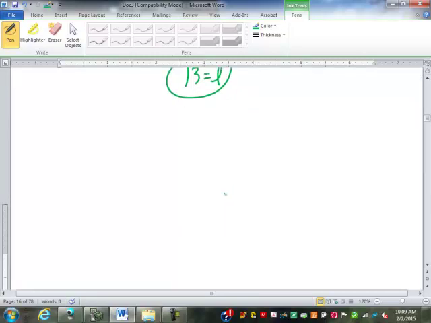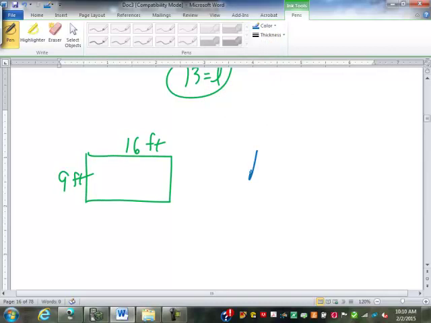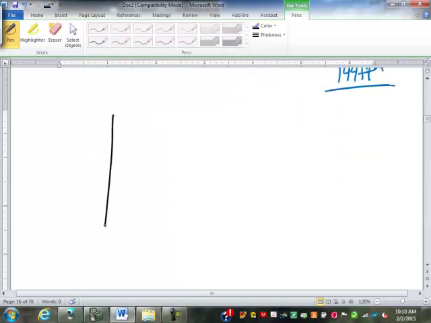Now, they might just give you a rectangle like we did and ask you to find the area. So let's say we have a rectangle like this that's 9 feet by 16 feet. How do I find its area? Well, we just saw it. The area is 16 feet times 9 feet. Should come out to be, what, 90, 54, 144. Remember, it is feet squared. What if it's not a simple rectangle? What if it looks like this and they want the area?